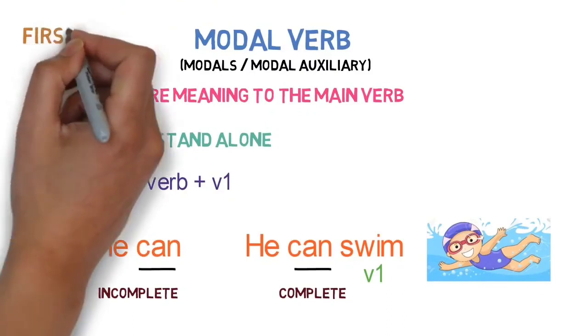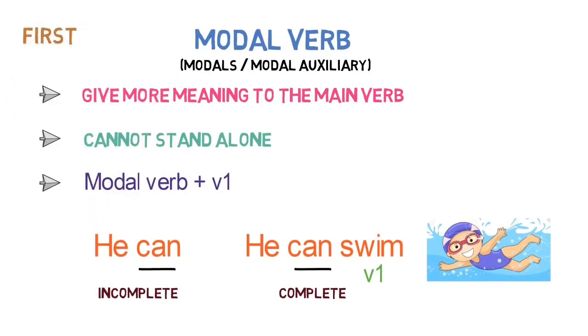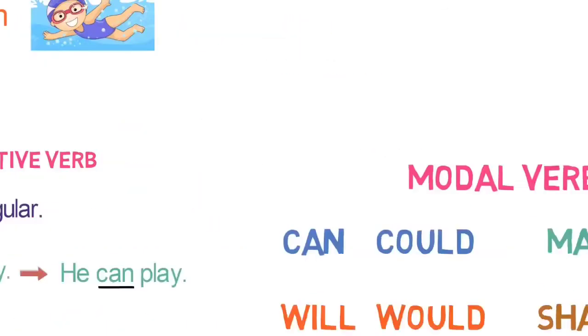And let us revise what we have studied. Let us revise the first point. Modals give more meaning to the main verb, and they cannot stand alone; the modal verb gives support to the main verb. For example, "he can" is not a complete sentence. When you complete the sentence, "he can swim," that is what is meant.